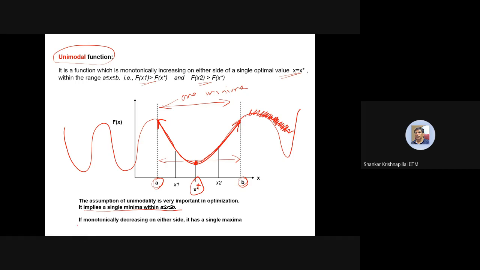Another thing is that if it is monotonically decreasing on either side, it has a single maxima. So suppose you have point x star like this, and the objective function is monotonically decreasing on either side. It means that within this range A to B, it has only a single maxima. So that is the opposite of the minima definition.